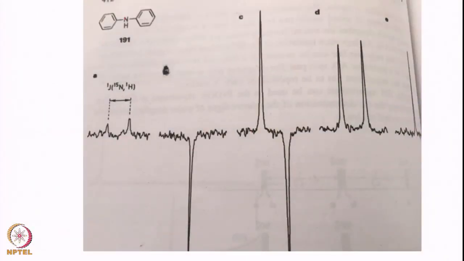So nitrogen is one of the insensitive nuclei. As you know, its gamma is 10 times less than proton. So if we directly detect nitrogen, we get very little signal, and this J is say 90 hertz, so it will be separated by 90 hertz. Then we can enhance the signal by NOE.